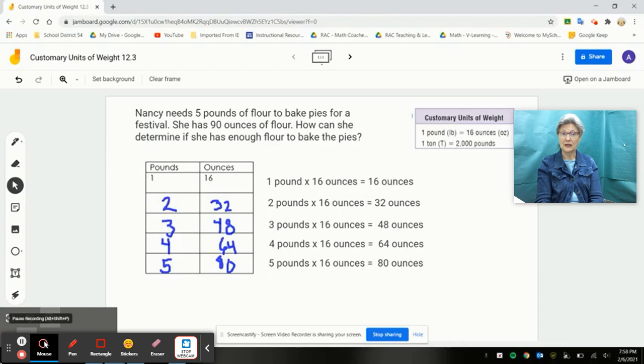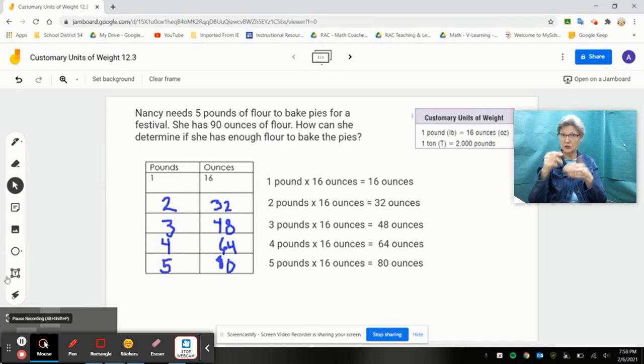As you're checking, we could have multiplied each of these. We could have added 16 each time. We could have skip counted by 16. Whatever strategy makes the most sense for you is the strategy you should use. We could also use another strategy to double check our work.